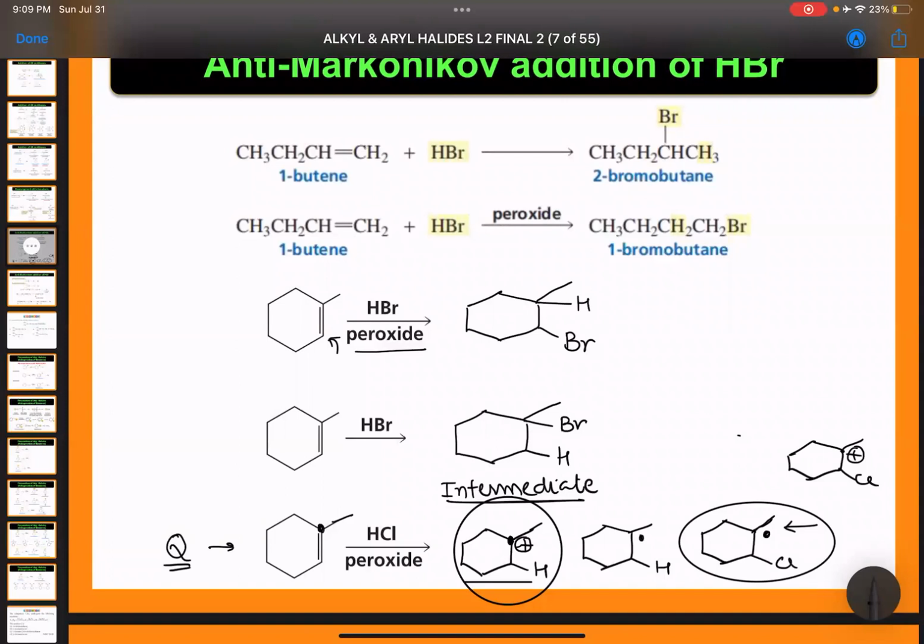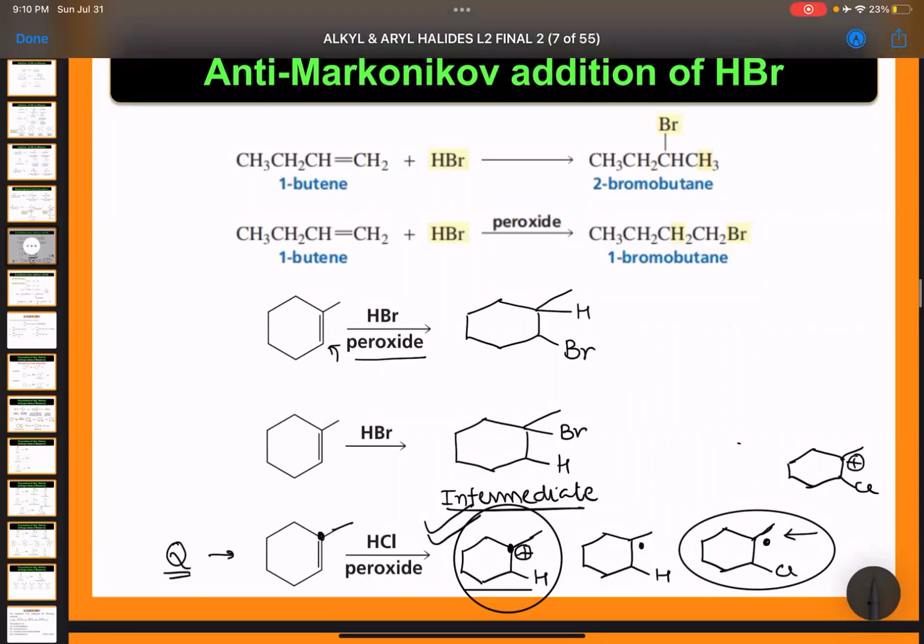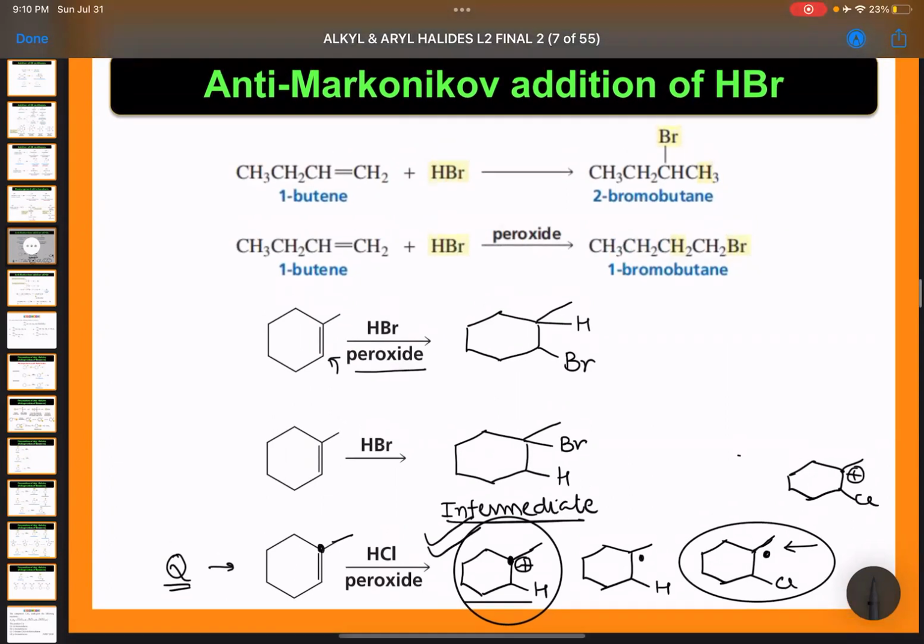But we should know that HCl does not show peroxide effect. So the mechanism will remain the same as it used to be without peroxide. So this is going to be the answer. I hope this is clear to all of you. This is a question which has been asked in JEE Main, JEE Advanced, NEET, everywhere. In NEET, 2-3 times, in 2-3 ways it has been asked. Is it clear? Yes, sir.